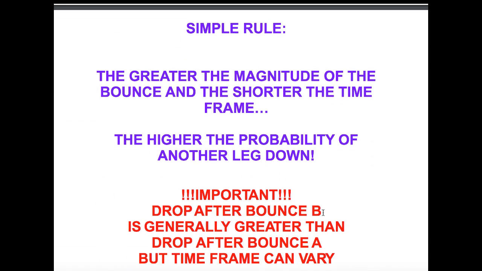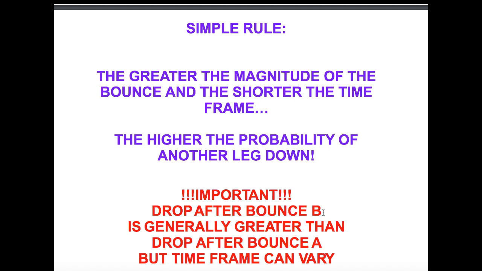Now here's a simple rule that you should keep in mind: the greater the magnitude of the bounce and the shorter the time frame in which that bounce takes place, the higher the probability of another leg down that is going to be of a greater magnitude.